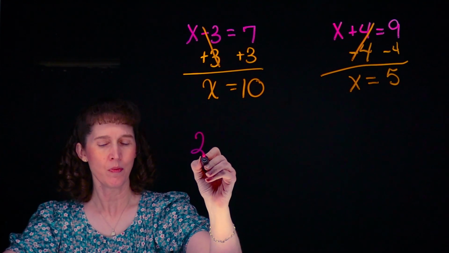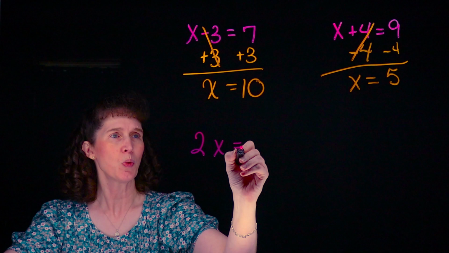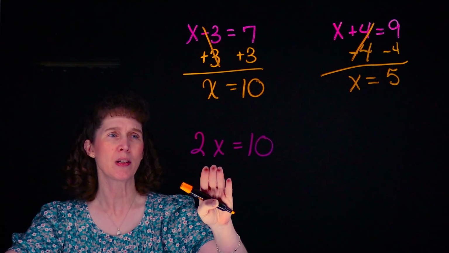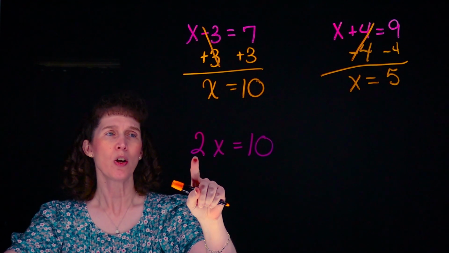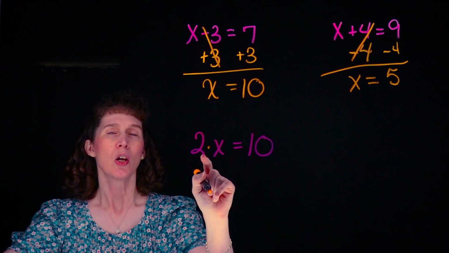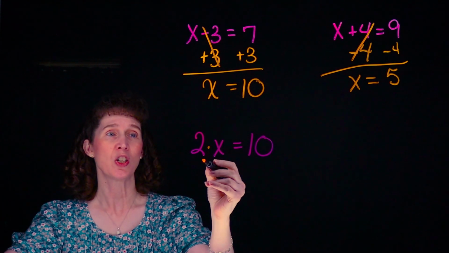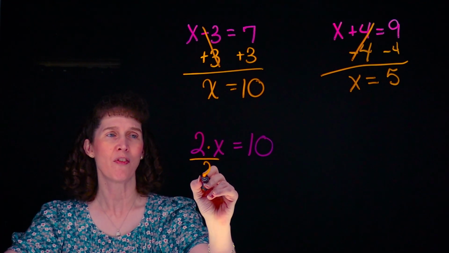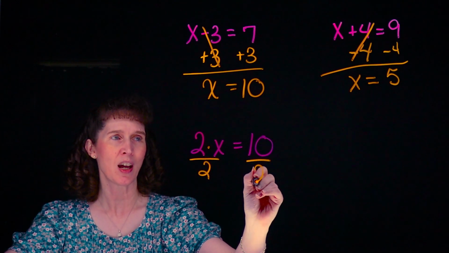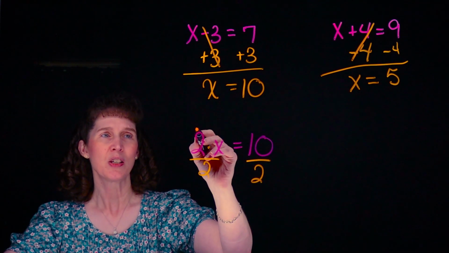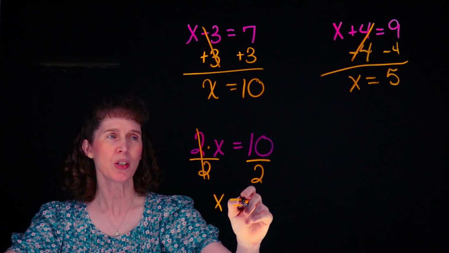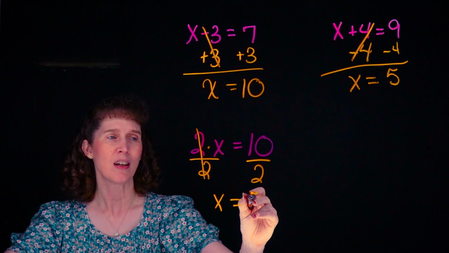I'm going to write this one down. We're going to say 2x equals 10. On this one, again, the same thing applies. We want x by itself. So here we have a multiplication problem, 2 times x. The opposite of multiplication is division. So we're going to divide by that 2. What we do on one side, we must do on the other side of the equal sign. These 2's will cancel, and so we're left with just x equals, and 10 divided by 2 is 5.